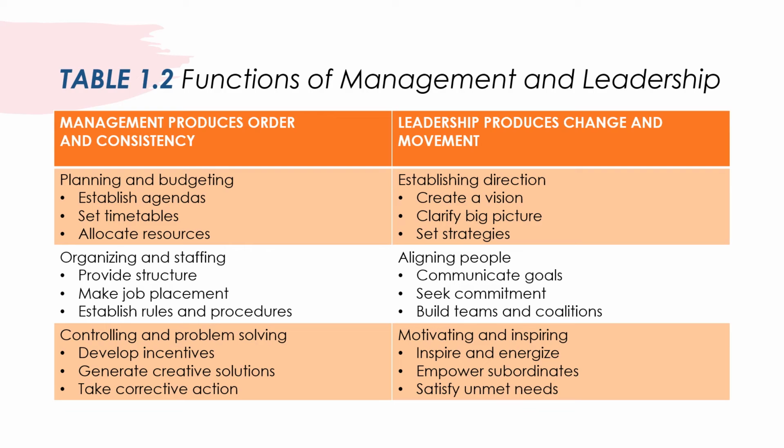This table is basically to reestablish what we said on the last slide. Obviously, table 1.2, functions of management and leadership. You can see the differences between leadership and management. Again, management produces order and consistency, whereas leadership produces change and movement. On the management side, a manager has the tendency of planning and budgeting, establishing agendas, setting timetables, allocating resources, organizing and staffing, providing structure, making job placement, establishing rules and procedures. They also are very good at controlling and problem solving. In specific situations, they like to develop incentives, generate creative solutions, and take corrective action.